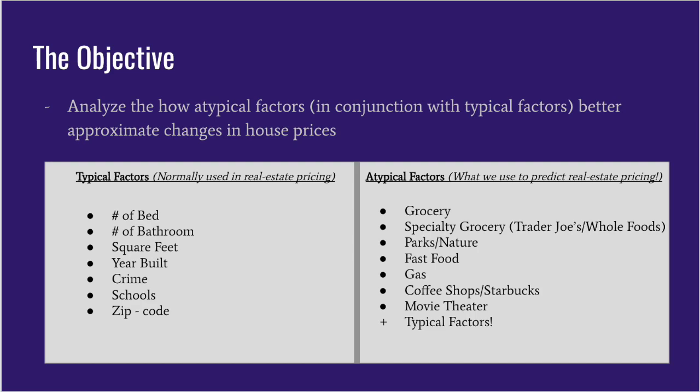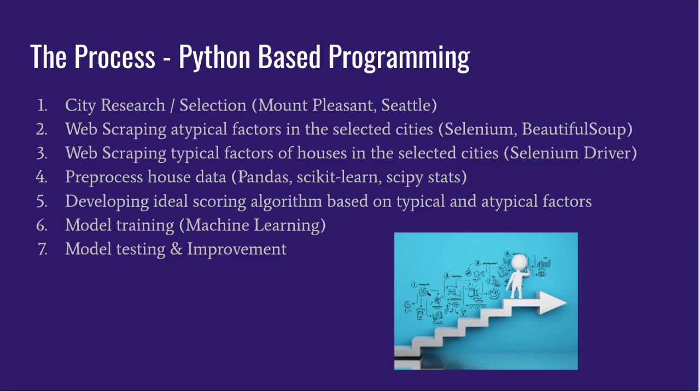These locations we consider are grocery store, specialty grocery stores such as Trader Joe's and Whole Foods, parks and nature, fast food, gas, Starbucks, and movie theaters.